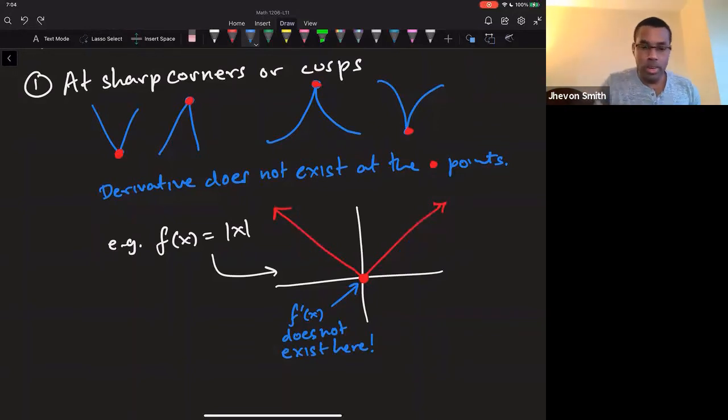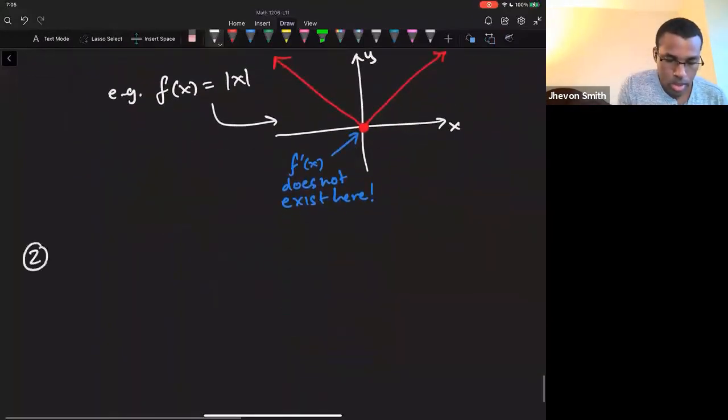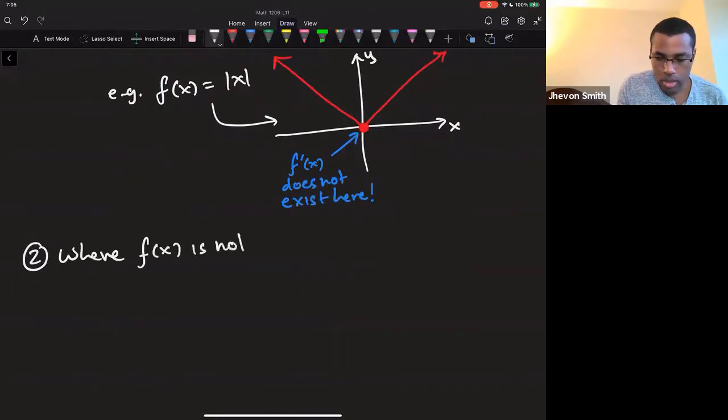we can find a derivative, but at 0 itself, we cannot because it's a sharp corner. And no matter how much you zoom into a sharp corner, it's never going to look like a straight line. You're not going to be able to approximate it with a straight line. A second point is where f of x is not continuous.